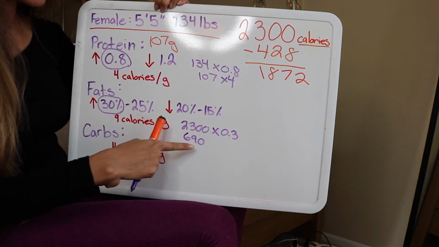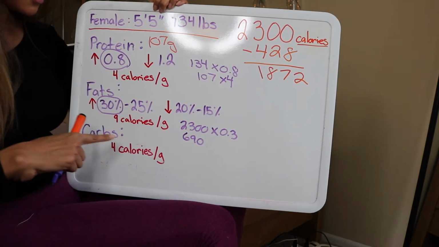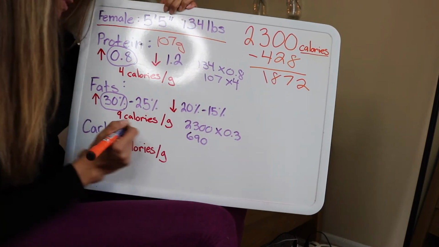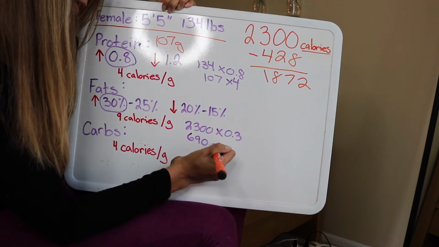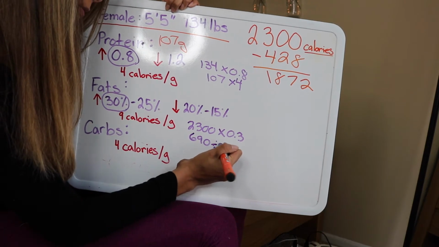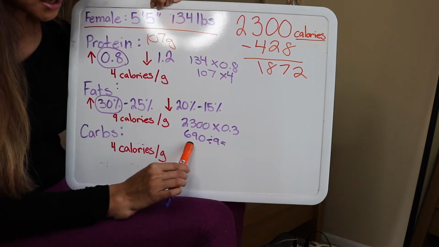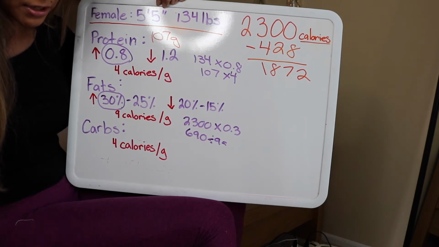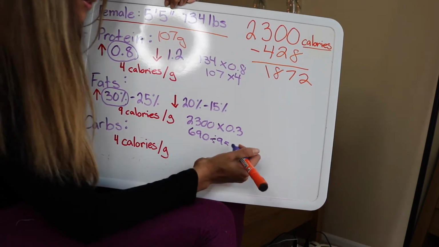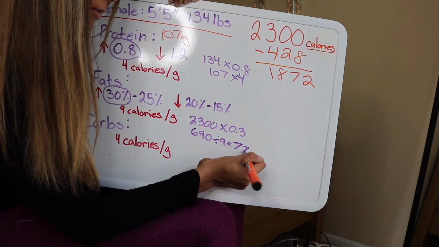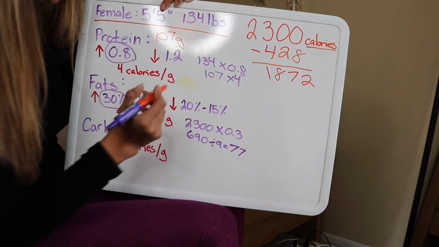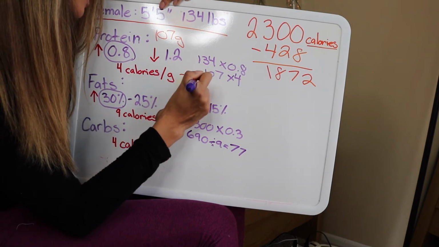Now to break this down and figure out the grams, there are 9 calories per gram. What I'm going to do here is I'm just going to divide this amount of calories by 9. Well, after dividing 690 calories by 9, that gave me 76.6. I will round that up to 77. So this number tells me how many grams of fat I'll be eating in a day. So I will be eating 77 grams of fat.